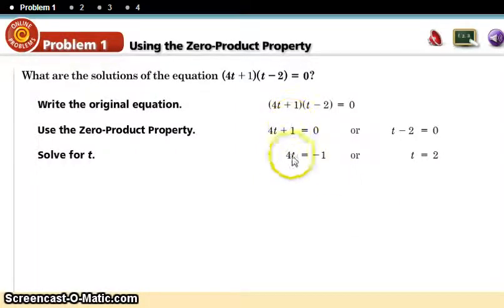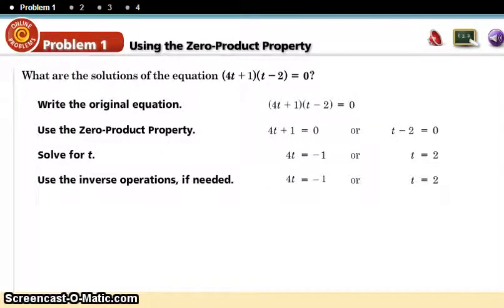So all they did was solve these equations, which this one's not finished, but you're just setting each binomial equal to 0 and solving. Use the inverse operations if needed. Divide each side of the first equation by 4. Since the second equation is already simplified, you don't have to use any inverse operations. Just solve for t.